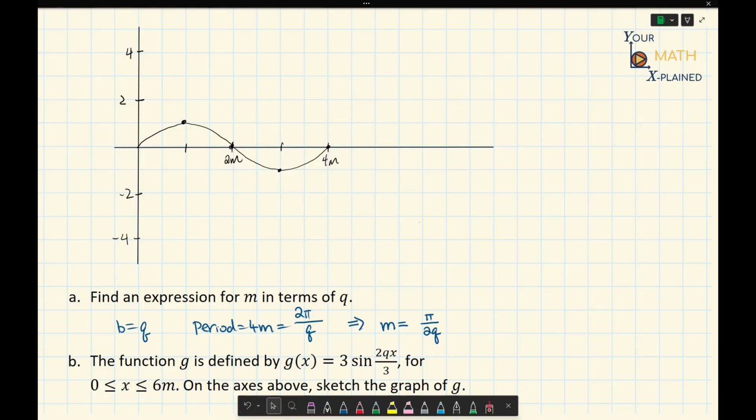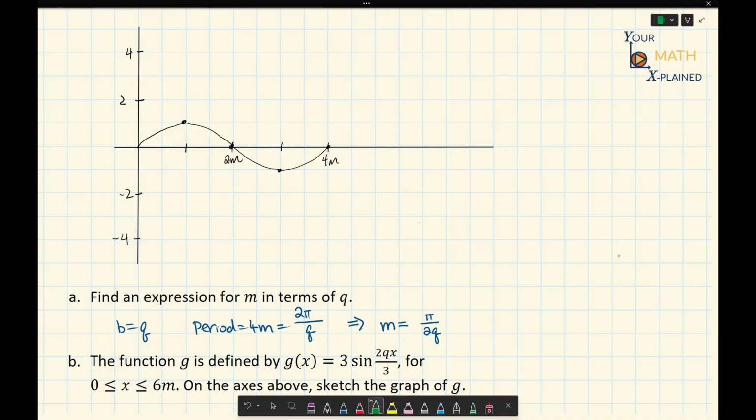Now part b says we have another function g of x, and it's equal to 3 times sine of 2qx over 3. And we want to sketch what this graph looks like for the interval x between 0 and 6m. Now, there are a couple of different ways to do this. We can use the relationship between the period and the b value to calculate what the period is for this new function g of x.